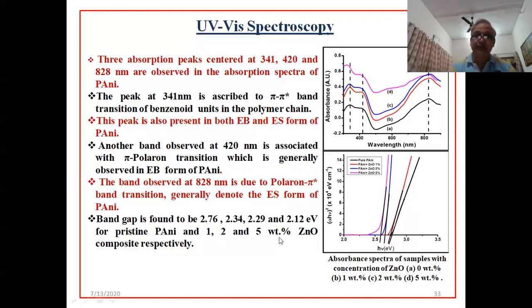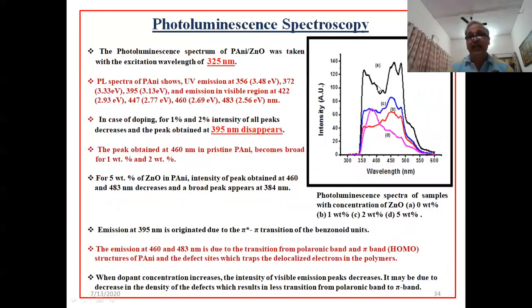percent of ZnO. This is the photoluminescence spectroscopy, and we get spectra in the UV and visible regions. In the UV region, we get 356, 372 and 395 nanometer for pure polyaniline, and in the visible region, 422, 447, 460 and 483 nanometer are observed. And when we dope this ZnO in the film, all the peak intensities are reduced.